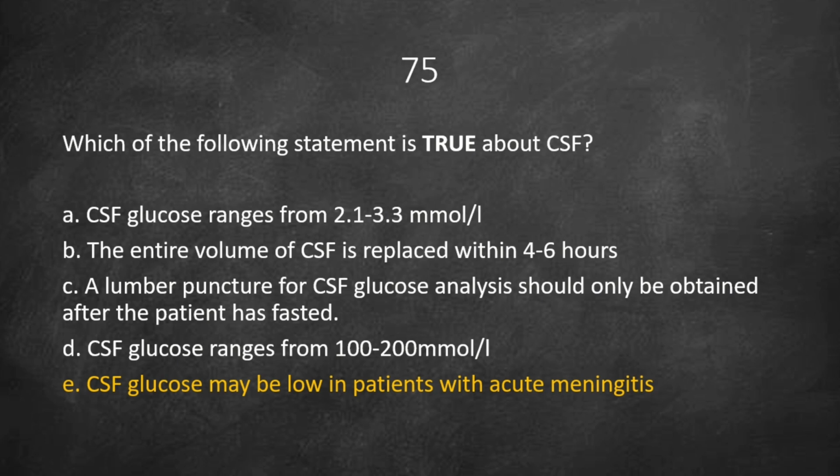Then option E, which we are selecting as our correct answer, is CSF glucose may be low in patients with acute meningitis. This is correct because in case of acute meningitis, CSF glucose levels can be decreased due to the increased consumption of the glucose by bacteria and impaired transport of the glucose into the CSF. So that becomes our answer.